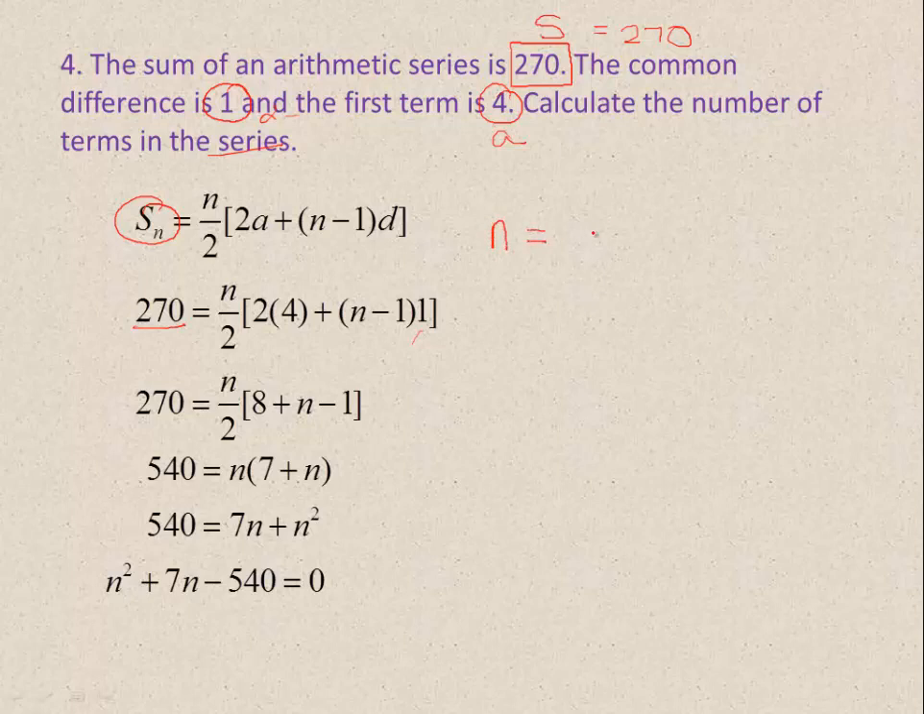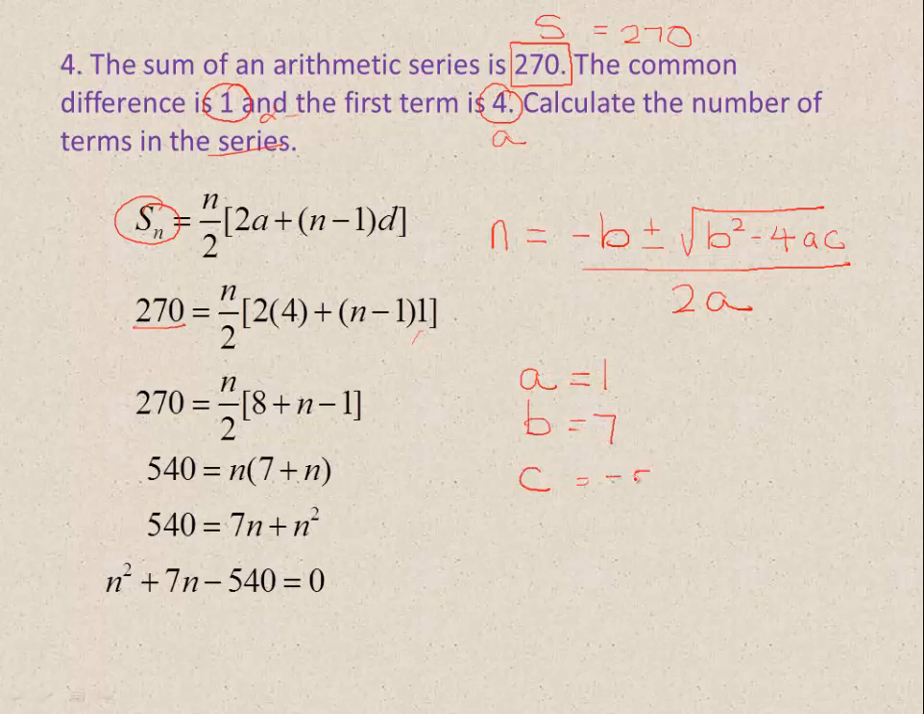So for those of you that have done the quadratic formula in school, if you want to calculate the value for n, you'll say n is equal to minus b plus or minus the square root of b squared minus 4ac, all over 2a. And from here, we know the value for a is equal to 1. The value for b is equal to 7 and the value for c is equal to 540. Alright, ask your lecturer in front of you if you need the answers for this one.